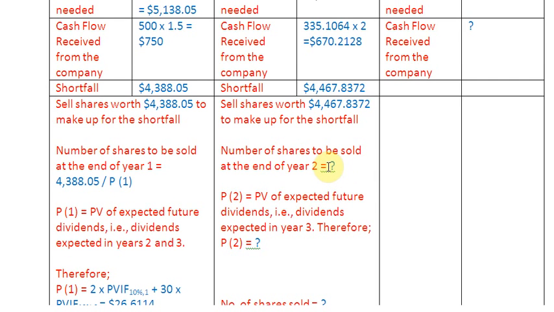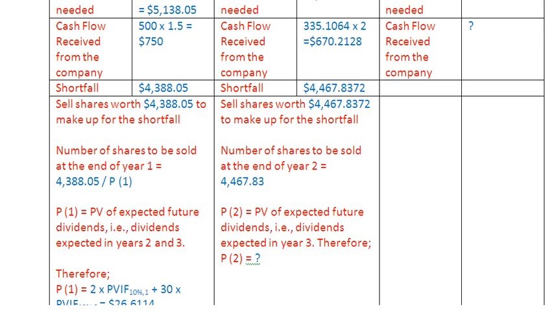So how many number of shares do we have to sell at the end of year number 2? It will be equal to 4467.8372 divided by the price of shares at the end of which period? Period 2, because we are selling the shares at the end of period 2. Now we don't know the price of the shares at the end of period 2, but we can find that out again by using our same fundamental understanding about stock valuation. The price of the share is equal to the present value of expected future dividends.